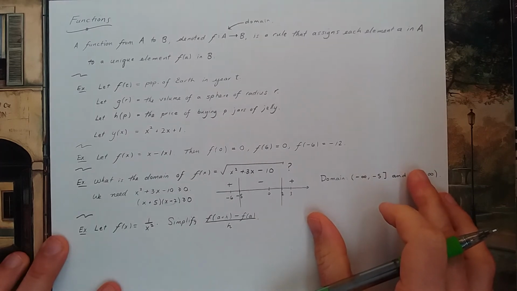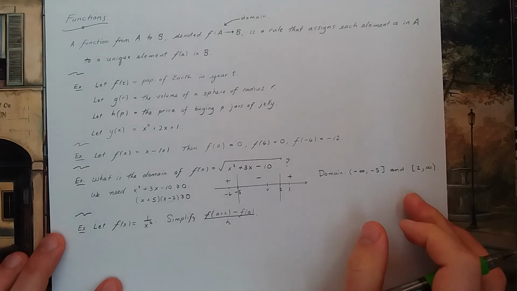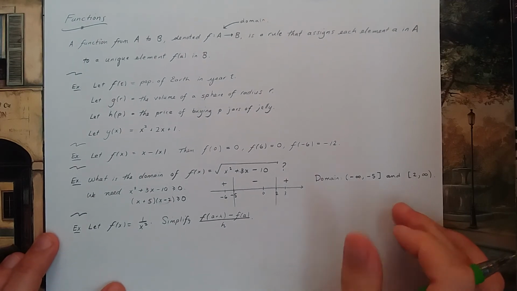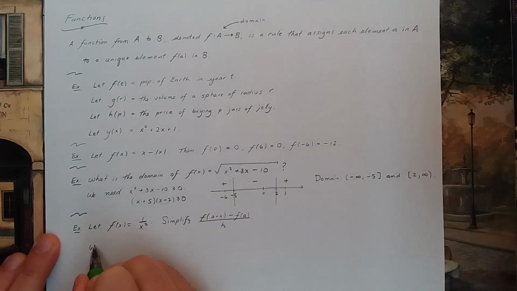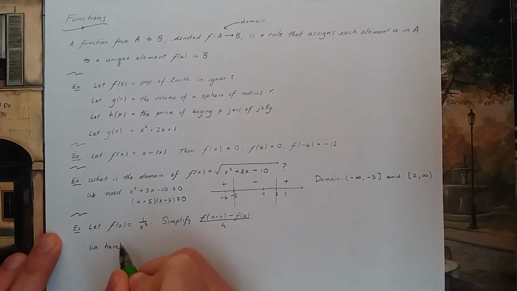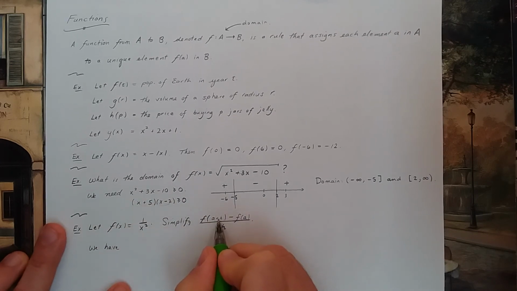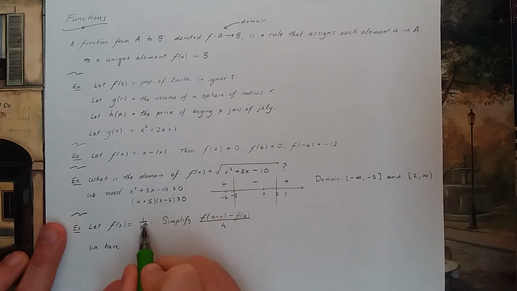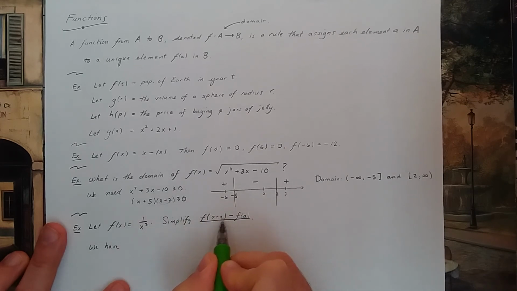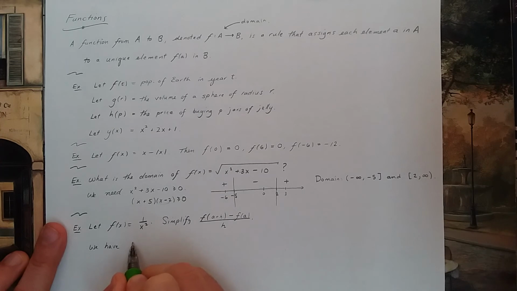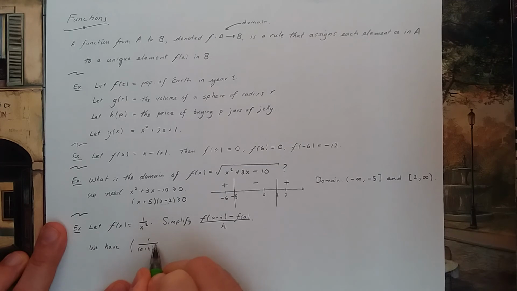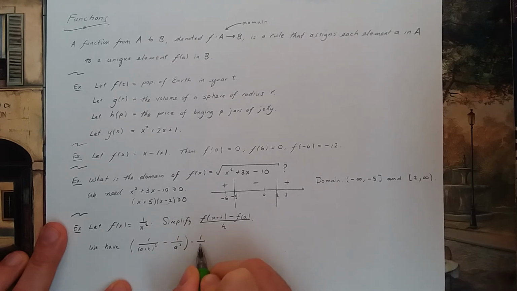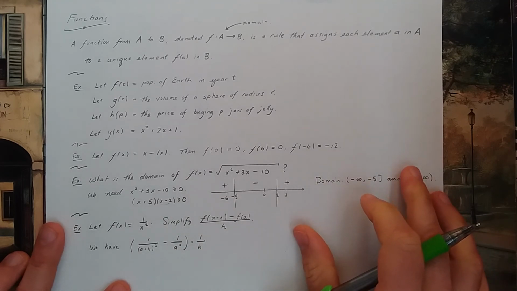Okay, well, to simplify, I will do this. So we have f(a + h). That means wherever I see an x, I'm going to replace that with a + h. So I have 1 over (a + h) squared minus 1 over a squared, all divided by h. So I'm going to write that as multiplication by 1 over h.